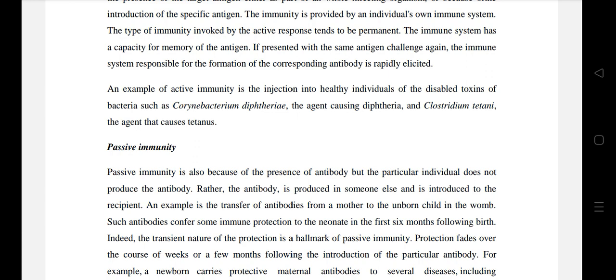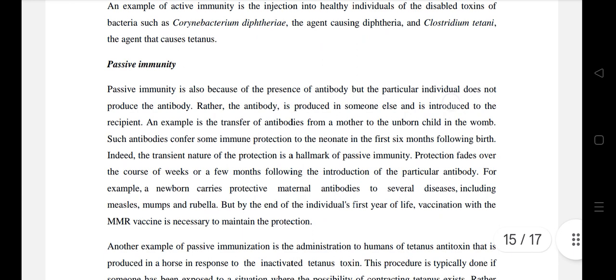Passive immunity is also because of the presence of antibody, but the particular individual does not produce the antibody. Rather, the antibody is produced in someone else and is introduced into the recipient. An example is the transfer of antibodies from a mother to the unborn child in the womb. Such antibodies confer some immune protection to the neonate in the first 6 months following birth.